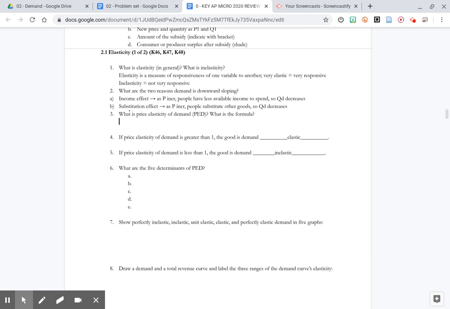Now let's check in on elasticity a little bit. Here, PED is the price elasticity of demand. It's the responsiveness of QD to change in P. What we're really saying is, if price changes, how much is quantity demanded going to change? So the formula is given as PED is equal to the percent change in QD divided by the percent change in P. And there's a couple of things to remember here.